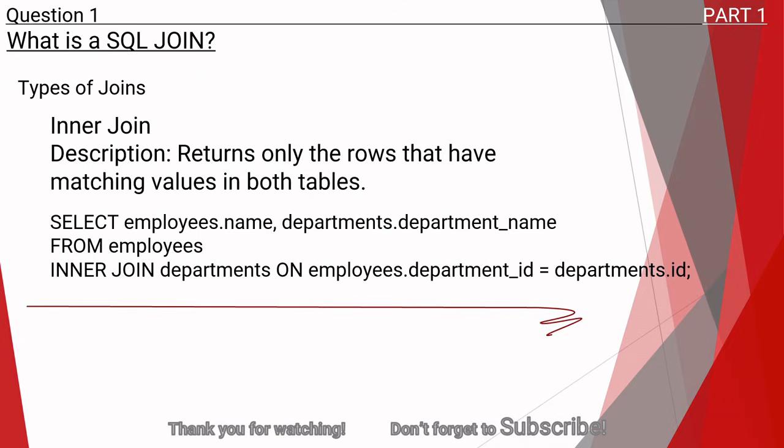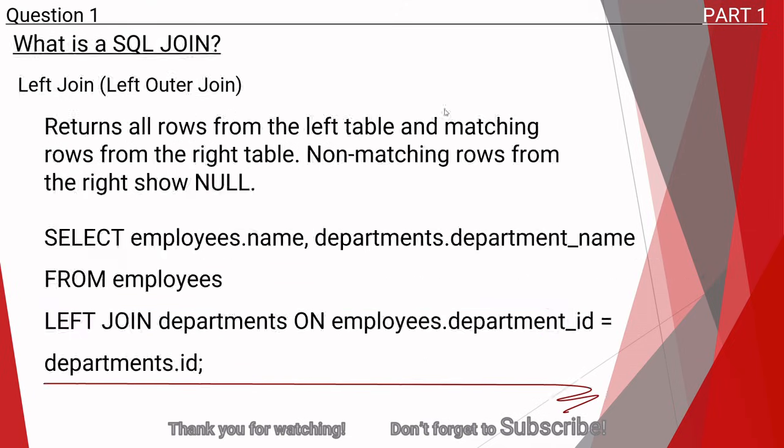First, we have the inner join. This join returns only the rows that have matching values in both tables. For example, in the query shown, we select employee names along with their department names by matching the department IDs. The result is a data set containing only employees who belong to departments.